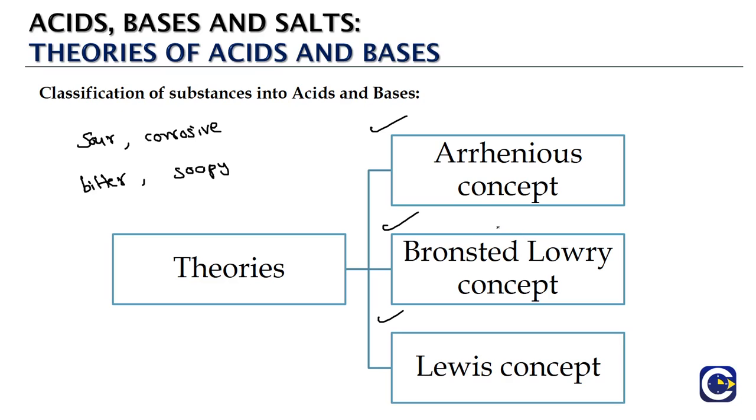So we will try to understand what these theories are and how they classify a substance as an acid or a base. The three prominent theories are the Arrhenius concept, the Bronsted-Lowry concept, and the Lewis concept. These three theories try to explain how we can classify substances as acids or bases.